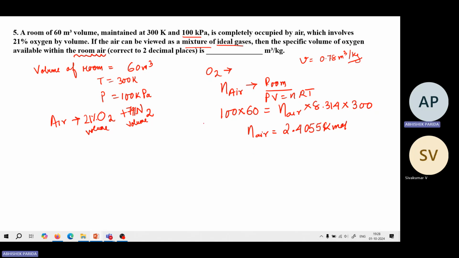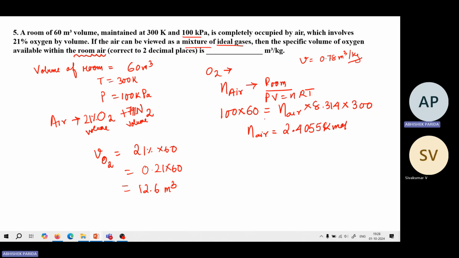Now, for finding the specific volume of the air, we need to find what volume the oxygen is occupying. That is 21% of the total volume: 0.21 into 60. How much is it? It's 12.6 meter cube. Now we have to find the mass of oxygen in that room. That is what we have to find out.